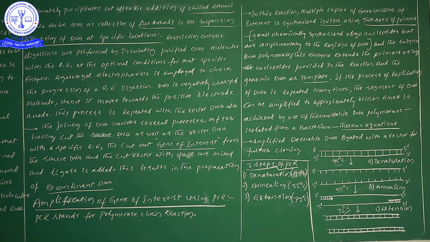So likewise, we can see the formation of two double stranded DNAs. Earlier we had taken only one double stranded DNA. But after completion of the three steps of the PCR technique, now we are finding two double stranded DNAs.